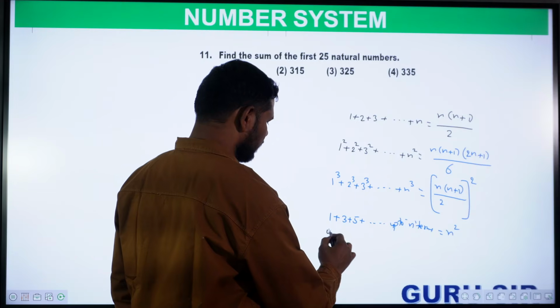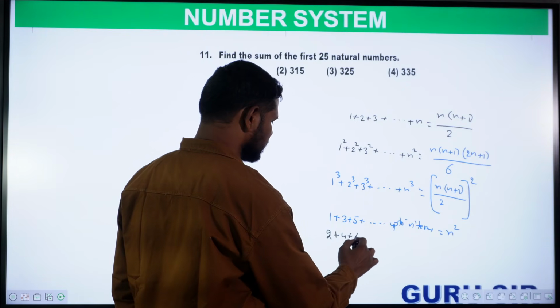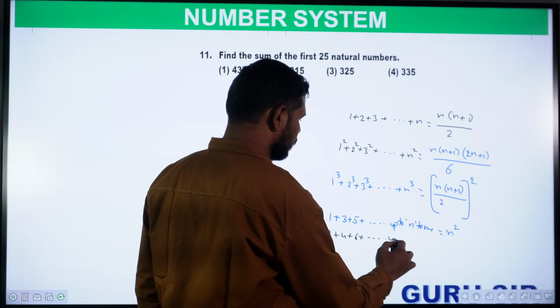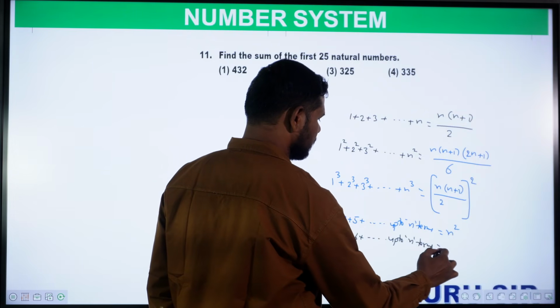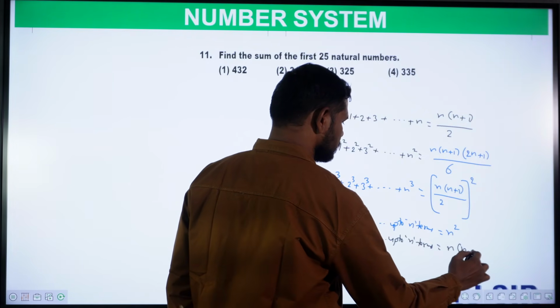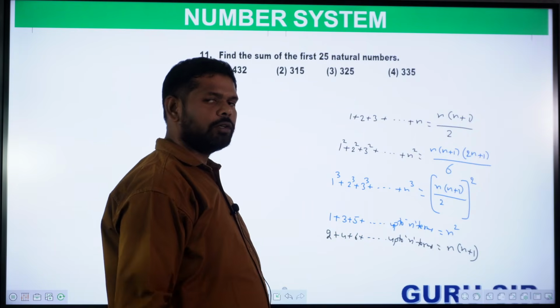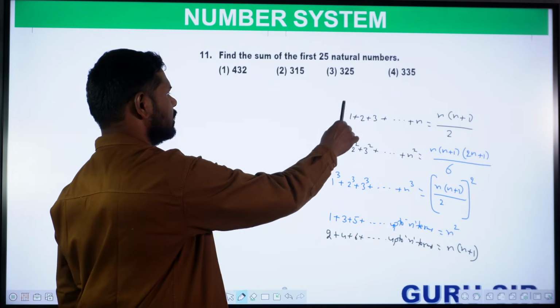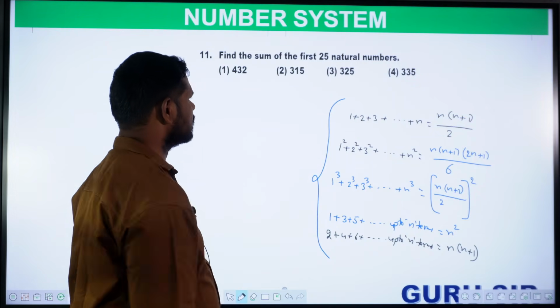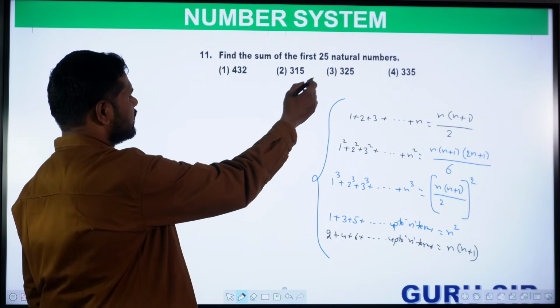Suppose even numbers 2 plus 4 plus 6 and so on up to n terms, where n is the number of even numbers. Here the formula is n into n plus 1. These are some basic formulas. Now, first, the sum of the first n natural numbers.